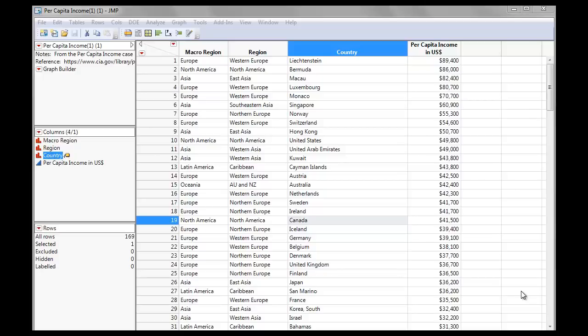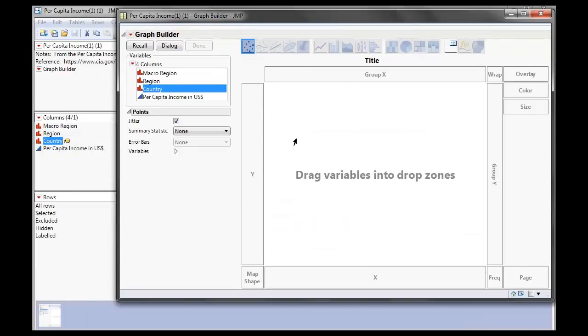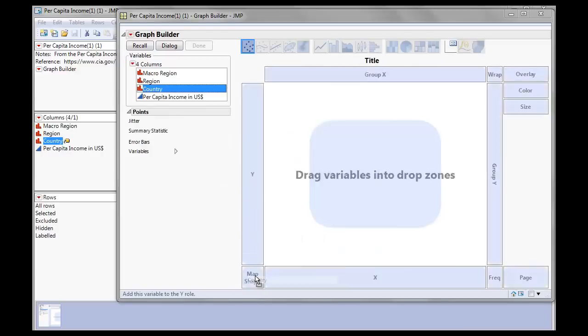We're going to look at test of means. The file we are using is per capita income. First, to investigate the differences between per capita income of different macro regions in the world, let's run a graph. In Graph Builder, drop the variable country into map shape.